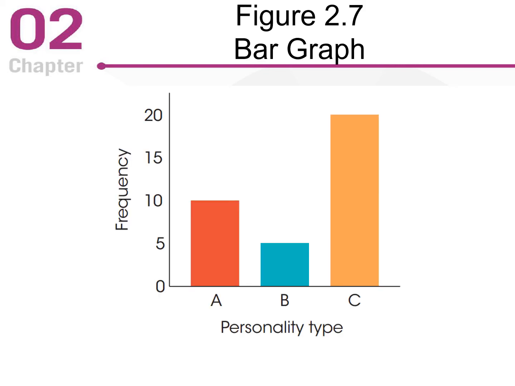Here are your three personality types, A, B, and C. You see how they're discrete. You're either A, or you're B, or you're C. And there's the frequency. So this is a bar graph. The bars are not connected because this is a nominal variable. Personality type is a nominal variable with three categories, A, B, and C. And most people here are category C.